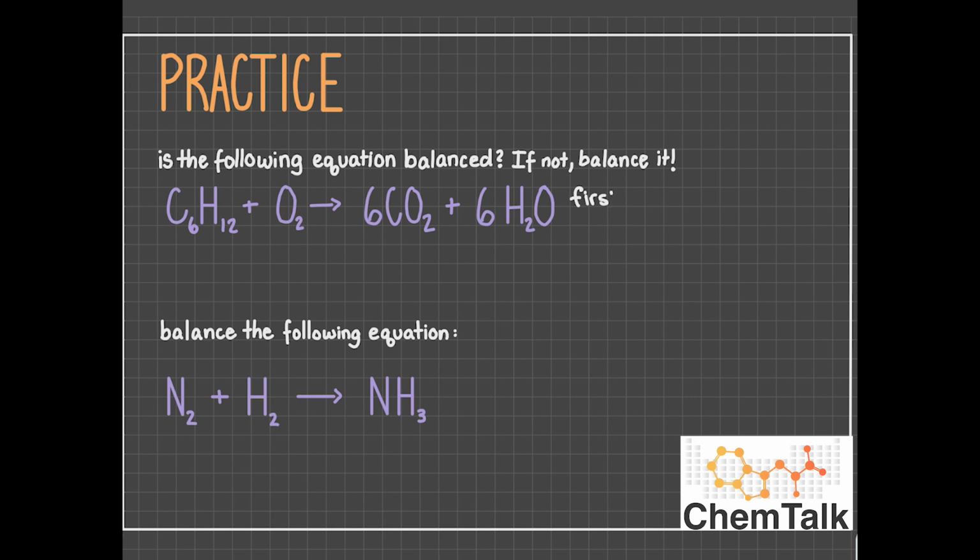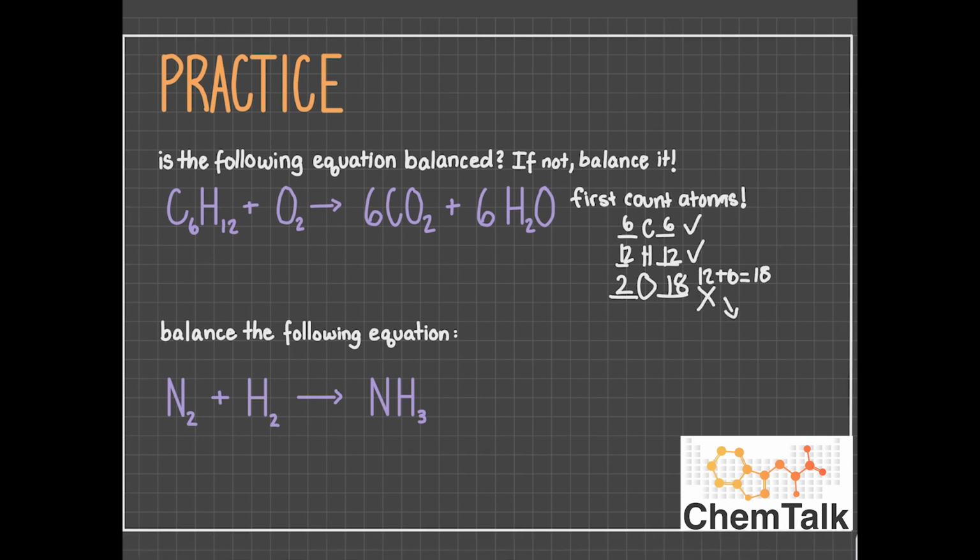Alright, so for this first problem, we need to count the number of atoms on both sides of the equation to see if it's balanced properly. We have 6 carbon atoms on the reactant side and 6 carbon atoms on the product side, so carbon is balanced. For hydrogen, there are 12 atoms on the reactant side and 12 atoms on the product side from the H2O. So hydrogen is also balanced. Now let's check if oxygen is balanced. There are 2 atoms on the reactant side, and we have 12 atoms from the CO2 molecule and 6 atoms from the H2O molecule. So we have 18 atoms in total for oxygen on the product side. Clearly, oxygen is not balanced properly, so this reaction also isn't balanced.